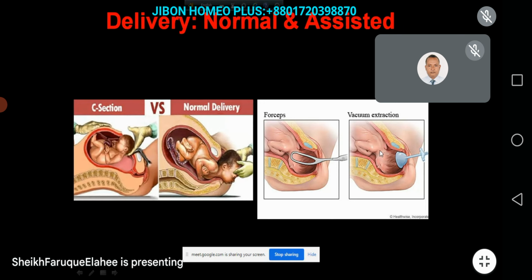So this is assisted delivery, and this is normal delivery, and this is cesarean section. You see, the obstetrician has incised or cut the uterine wall, and through this cut surface is taking the baby out. Then he will repair this uterus.